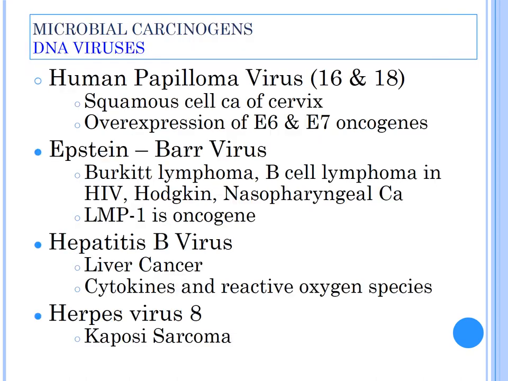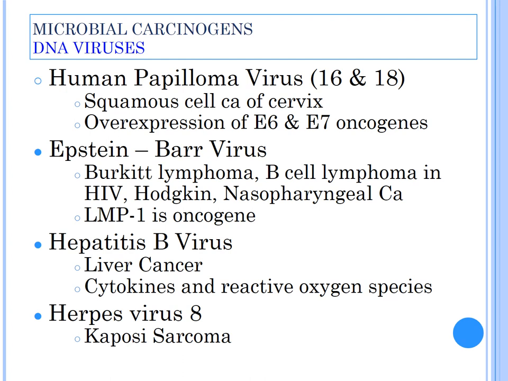Now, we go back to the virus, and you have the DNA viruses. You can see a lot of them here, especially the Epstein-Barr virus. It produces a lot of the neoplasms that may be in the lymphoid tissue, like Burkitt's lymphoma, B-cell lymphoma, and HIV-related lymphoma usually, because HIV is immune deficient, Hodgkin's lymphoma, and a nasopharyngeal lymphoma. It produces a protein which is oncogenic, you see.